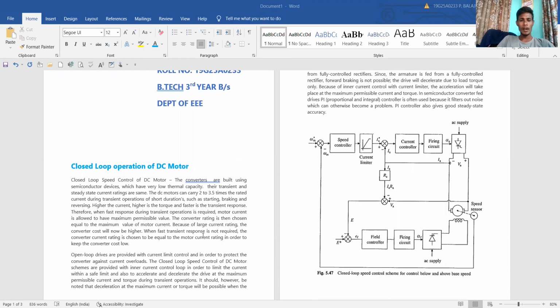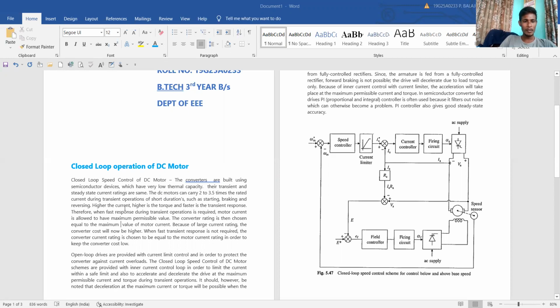The converters are built using semiconductor devices which have very low thermal capacity. Their transient and steady state current ratings are the same. The DC motor can carry 2 to 3.5 times the rated current during operations of short duration such as starting, braking, and reversing.